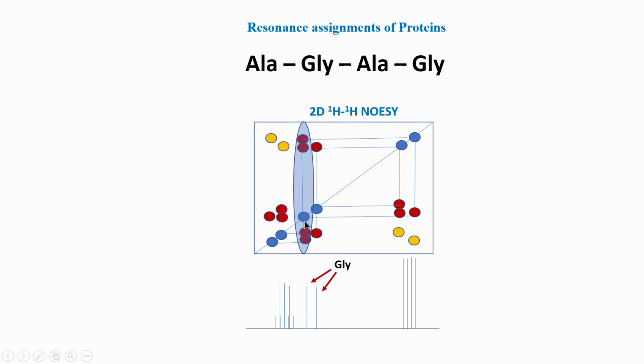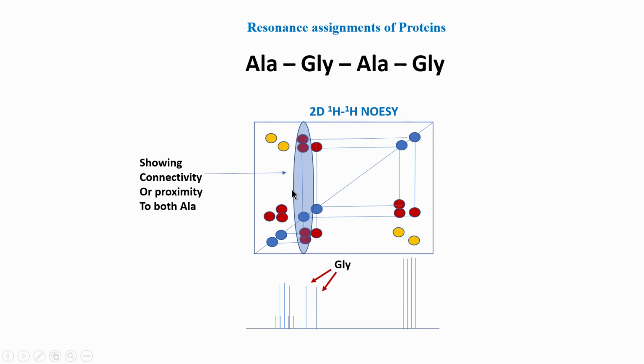So, that means this glycine is connected to both the alanines. Where is this connection coming from? In NOESY, how does the correlation come? It comes because of proximity. Proximity means less than 5 to 6 angstroms.